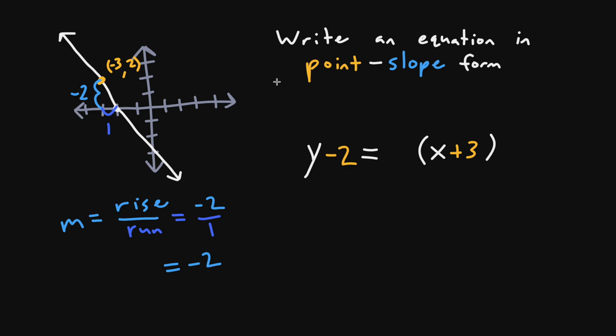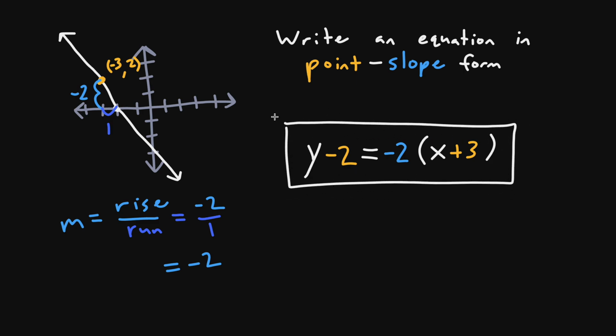And then the only last step is this slope. We need to take our slope of negative 2, and that always just goes in here. It's being multiplied by the x. So that's our slope, and this right here is your final equation. That's your point-slope equation for this line.